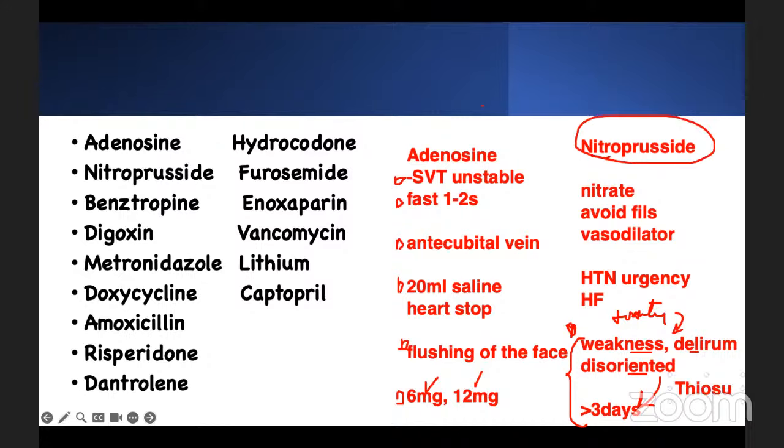Thiosulfate. I know you know it. Thiosulfate is an antidote of Nitroprusside, and that is what you give the patient when you see weakness, delirium, and disorientation. So we don't give this medication for more than 3 days. If you have hypertensive urgency, we give it for a few days, then we transition to another one. But when you see weakness, delirium, disorientation, you know they have toxicity, and the antidote for that is thiosulfate. 2 down, right? That is just Pharm.